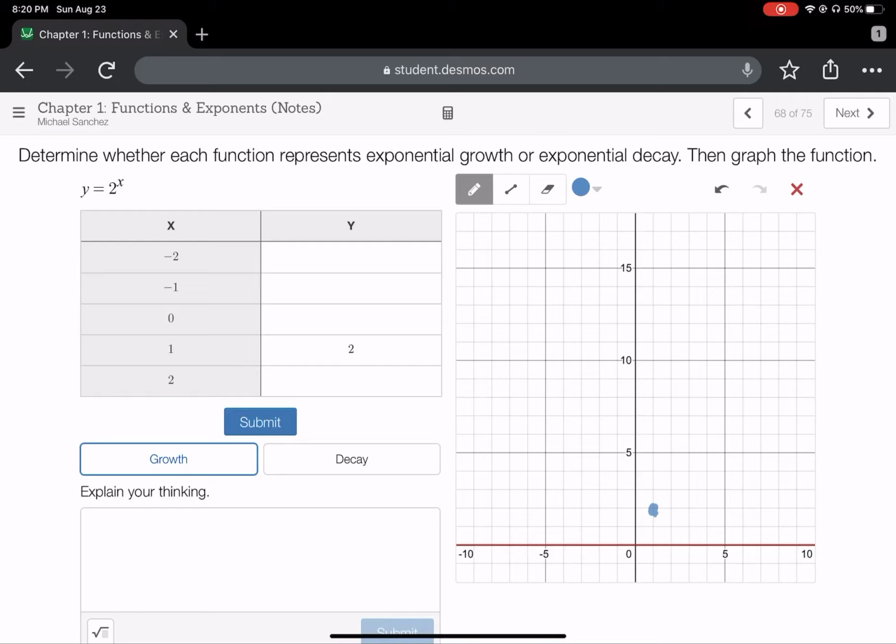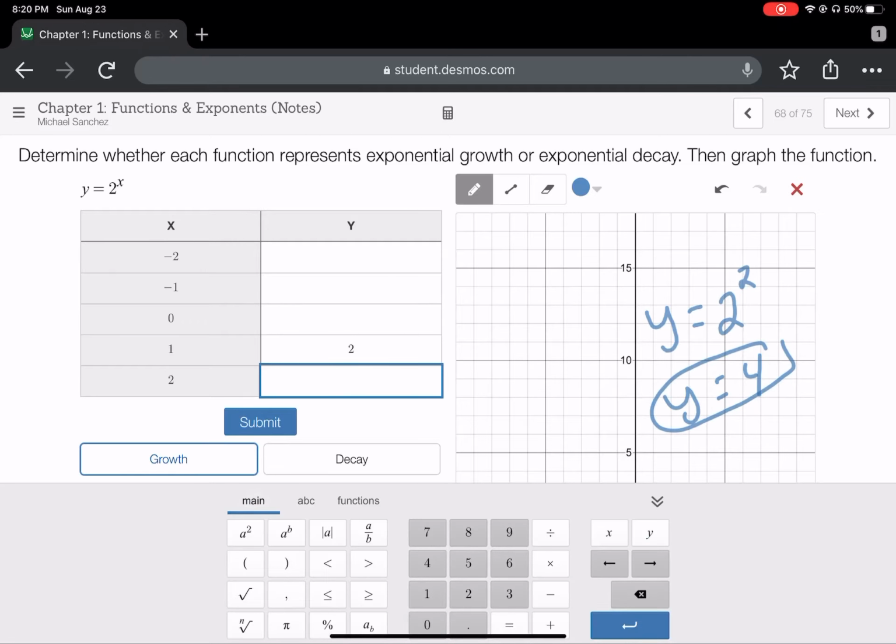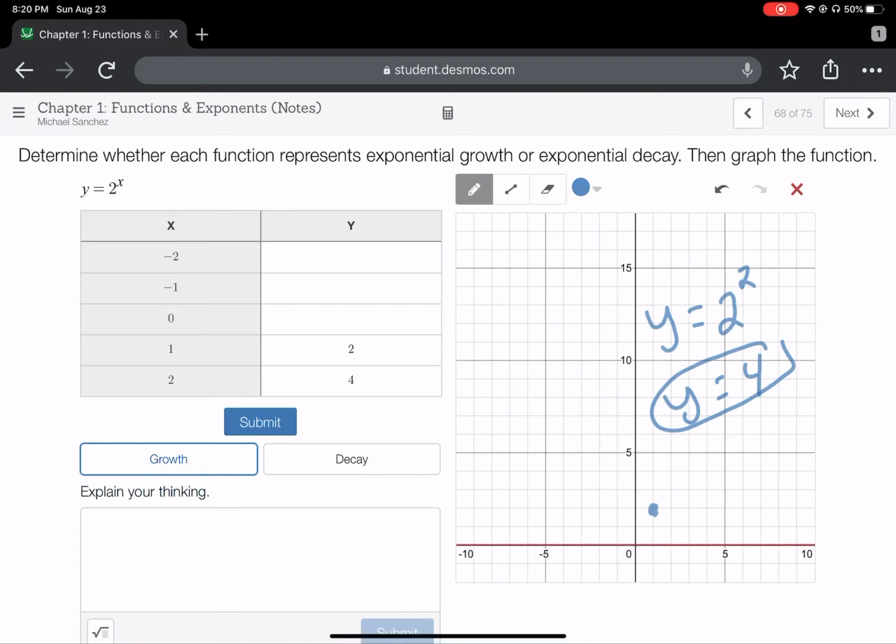Then we have the point 2. What we're going to do is substitute it into the function. So we're going to have 2 to the power of 2, which is 4. So our y value is 4. So we're going to have another point here.